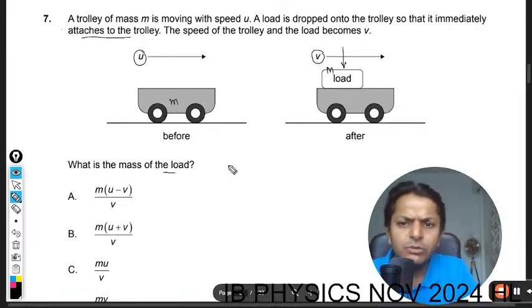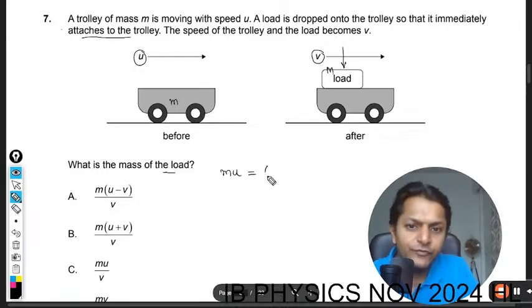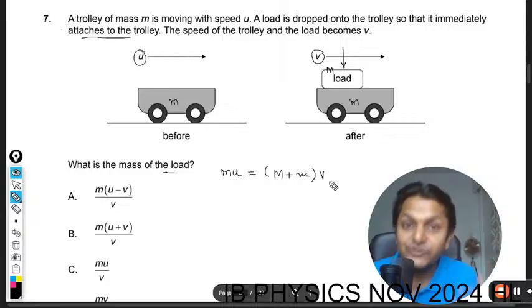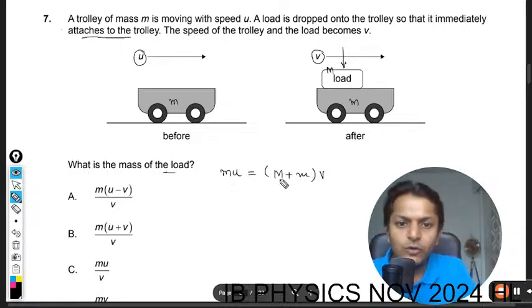So what is the initial momentum? The initial momentum will be m into u, and this will be equal to the final momentum of the complete system. So now what is the final momentum? It is capital M plus small m, the total mass, moving with the velocity v. So that is the total momentum after the collision. Both of them should be equal to each other, because the principle is conservation of linear momentum. So we just compare it, and we are going to find the value of capital M.